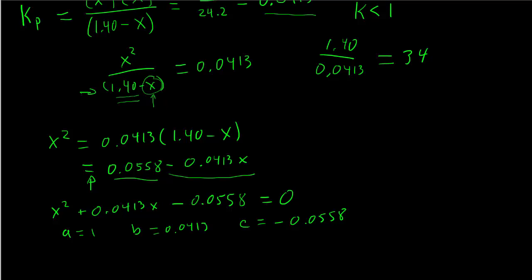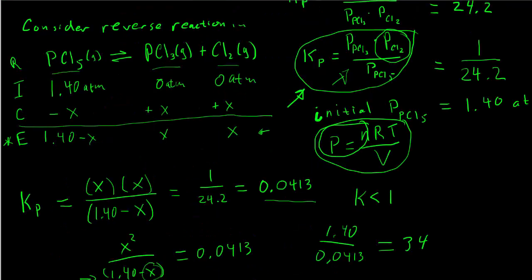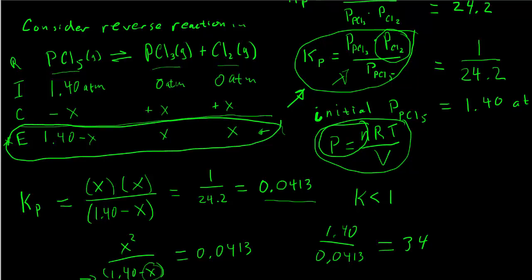Now it seems like we've done a lot of work to get to x, but we're not quite done yet. So let's scroll back up and remind ourselves what we're looking for. The question asked, what are the equilibrium partial pressures? When we know x, we will know two of those equilibrium partial pressures, because the equilibrium partial pressure of PCl3 is x, and the equilibrium partial pressure of chlorine is x. But in order to calculate the equilibrium partial pressure of PCl5, we'll need to take 1.40 minus x.